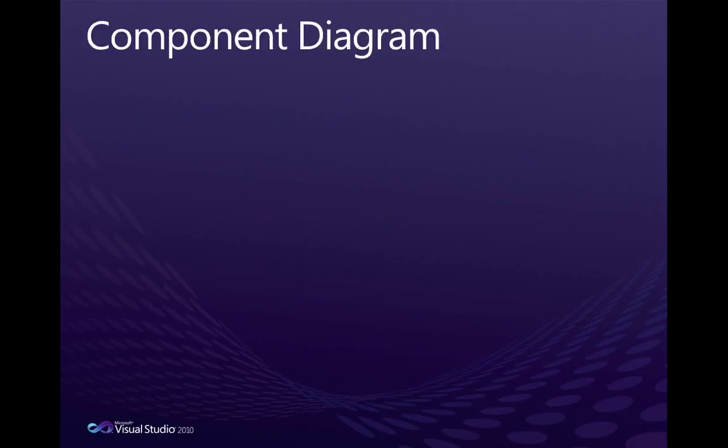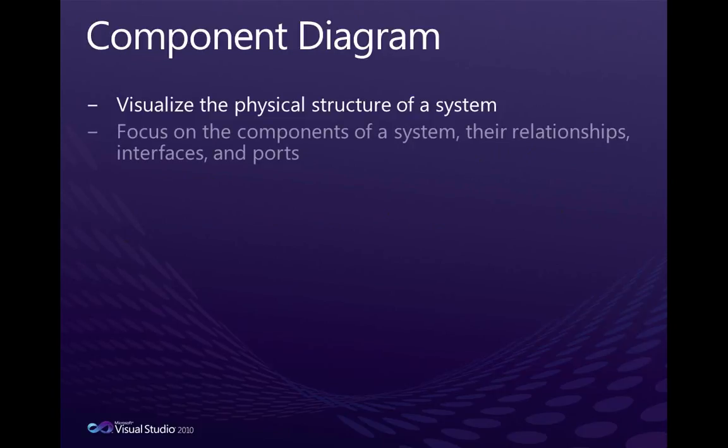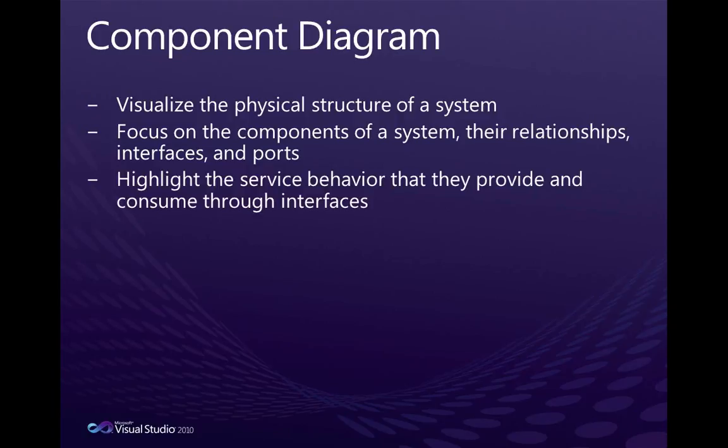Before we start modeling, it's important to take a look at what a component diagram is used for. It's used to visualize the physical structure of a system, with emphasis on the components of the system, their relationships, interfaces, and ports. And it's also important to highlight the service behaviors that they provide and consume through those interfaces.